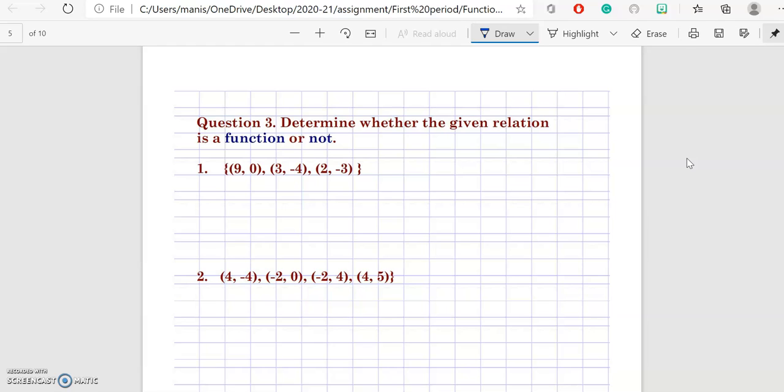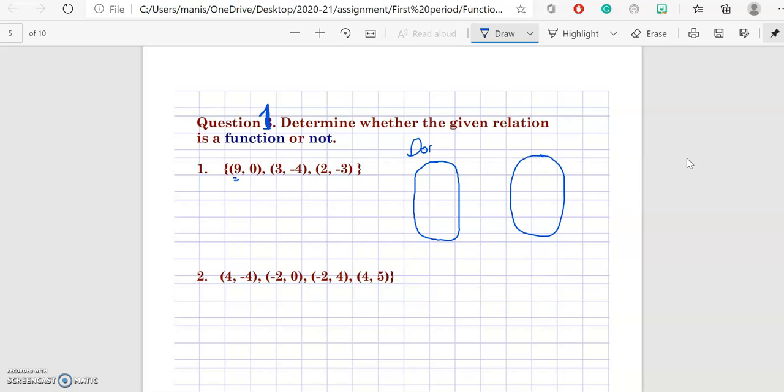Question says determine whether the given relation is a function or not. So we have to find out whether this relation is a function or not. To find this, let's look at the value of x. The value of x is 9, which is paired with what? Sorry, 0 over here. So just to simplify it, I can draw a mapping diagram over here, just to make it easy for us.